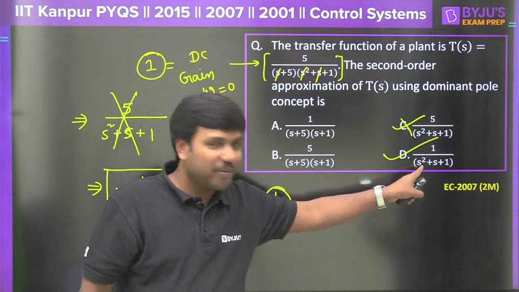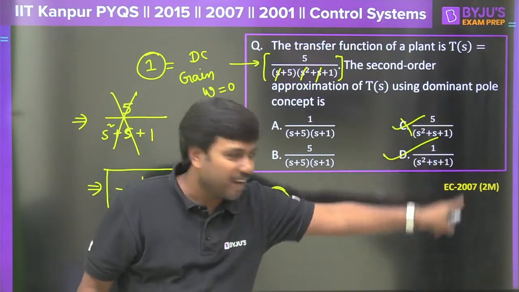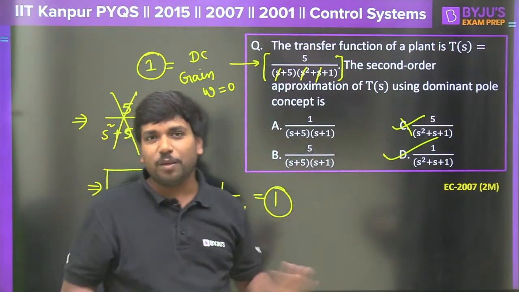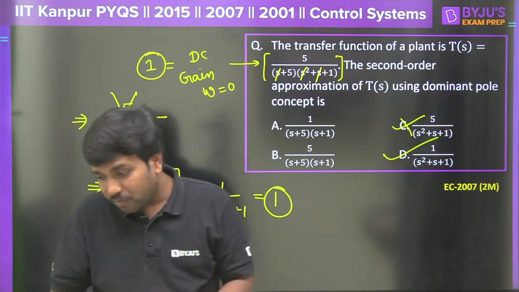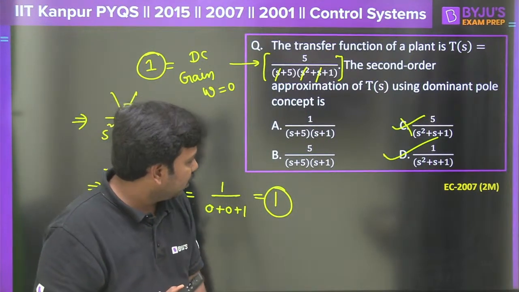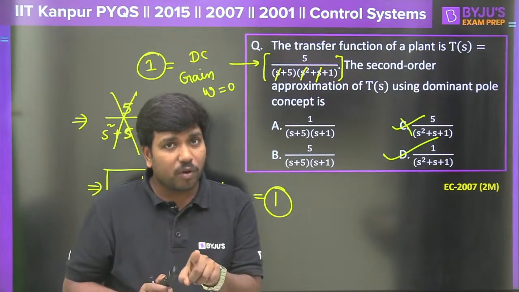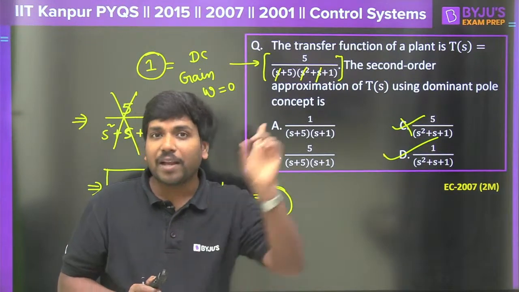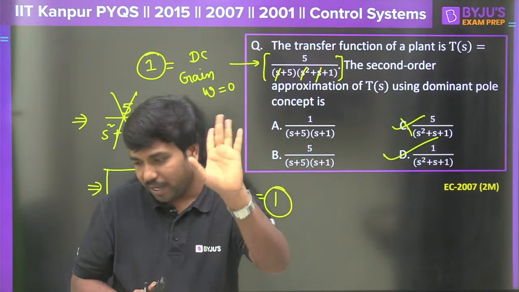Of course, 1 divided by s square plus s plus 1. Clear? And this was for 2 marks. Most of the time students go for C, but that is the wrong answer. From now onwards you must get a clear idea: every time you are working on this, the DC gain of the reduced form and the original form must both be the same. That is a clear idea.